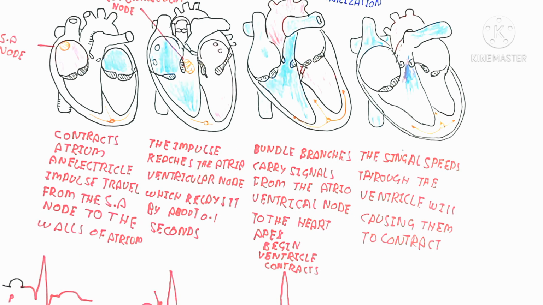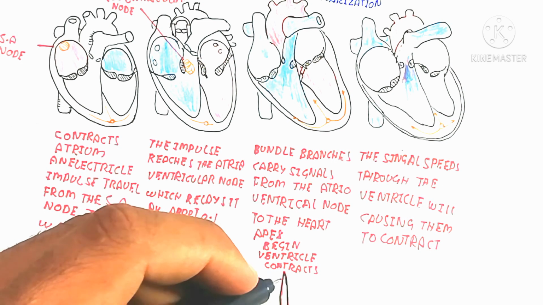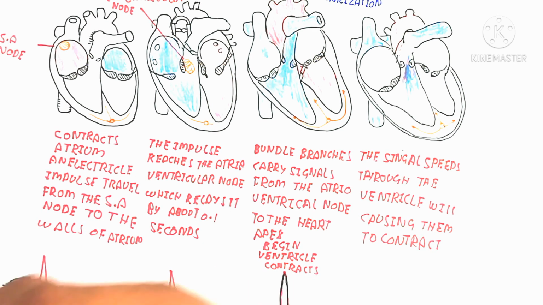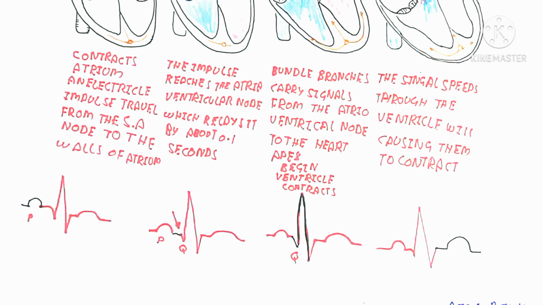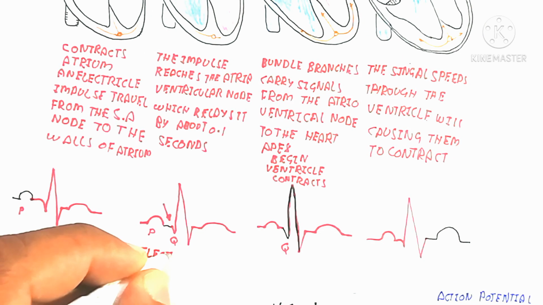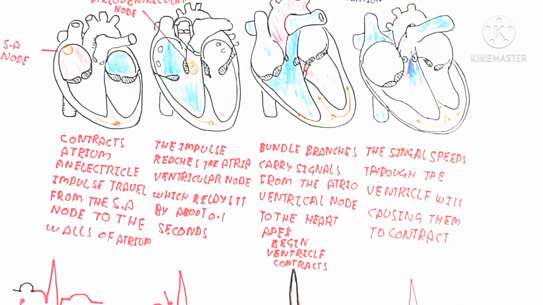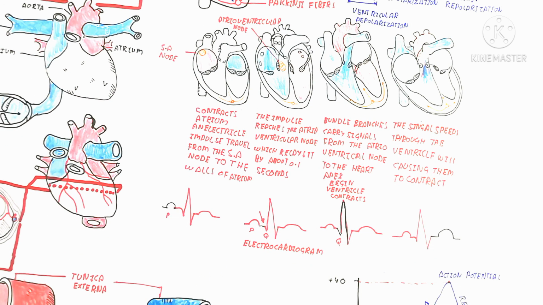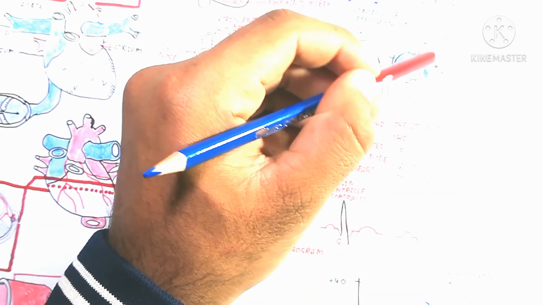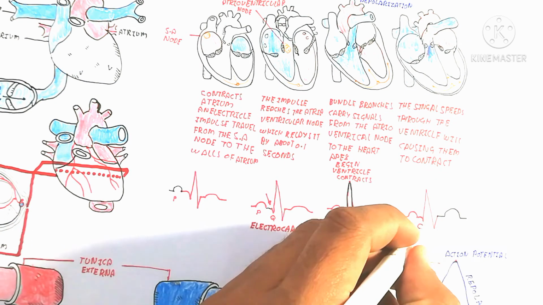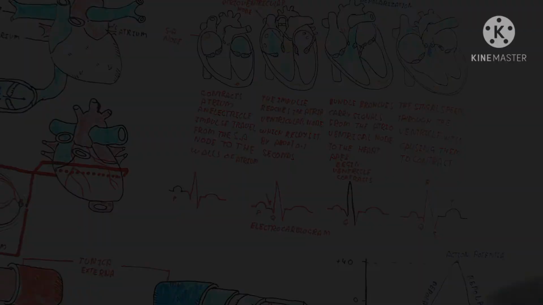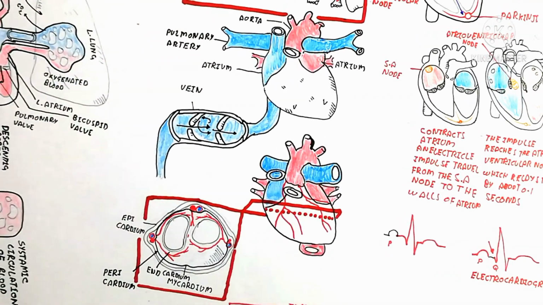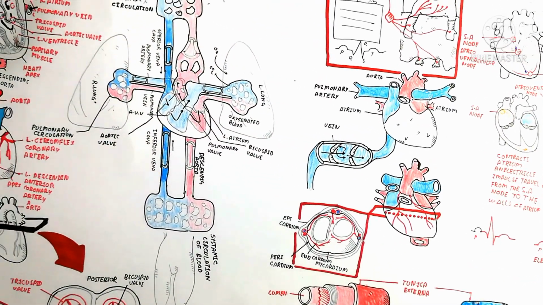Next, the signal speeds through the ventricle, causing them to contract. After the recovery comes the T wave, which is the recovery, basically the Purkinje repolarization, and this repolarization is the recovery time, which is known as the T. The important thing is that the T to U is also the Purkinje repolarization, and this cycle will begin again. So we have studied the circulatory system and ECG.